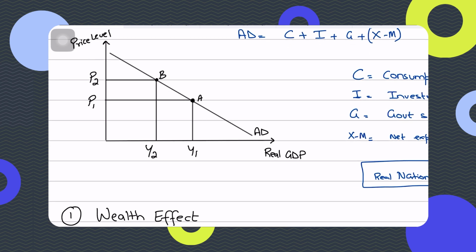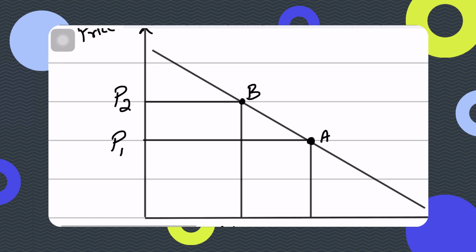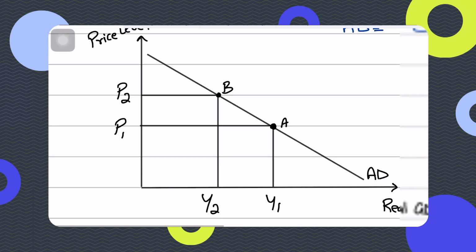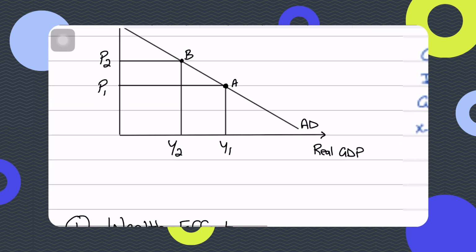Now, when we talk about the wealth effect, guys, basically what we're saying is that when prices rise across the wider economy or across the macro economy from P1 to P2, the reason why real GDP goes down is because of a fall in spending across the economy. The wealth effect says that when prices rise due to inflation, consumers' disposable income loses purchasing power. It means that real wealth or real incomes go down because of a rise in price level.